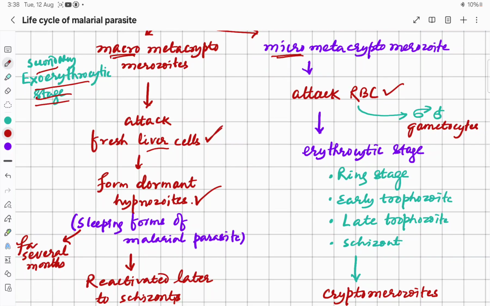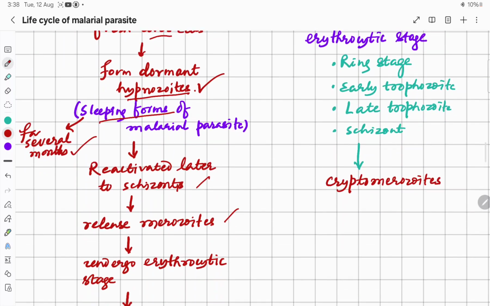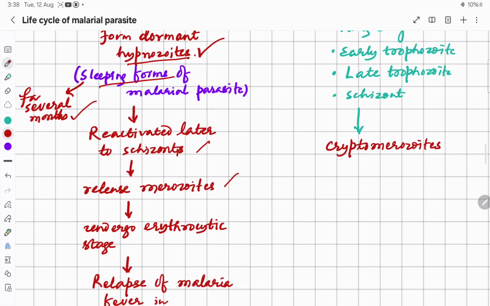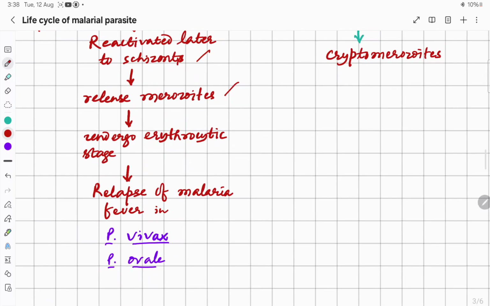Why do we call them hypnozoites? Because they are the sleeping forms, the dormant forms, and can remain there for several months and be reactivated later to schizonts to release merozoites and undergo the erythrocytic stage. So relapse of malaria occurs, and this occurs in the case of Plasmodium vivax and Plasmodium ovale.